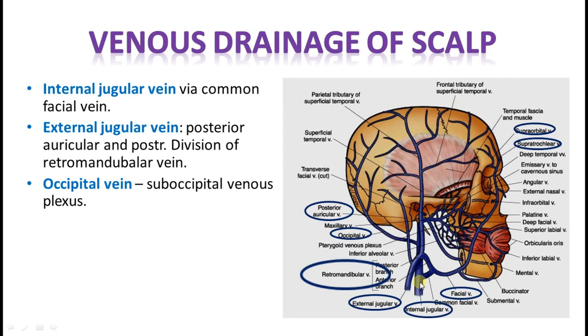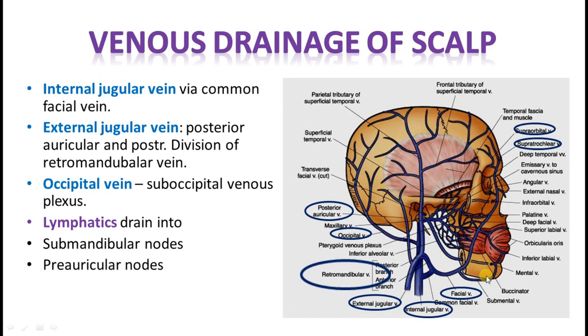Lymphatics mainly drain into the preauricular lymph nodes in front of the auricle. That is what is called the preauricular lymph nodes or parotid lymph nodes. Then the postauricular lymph nodes, the mastoid lymph nodes. Then apart from that, the submandibular lymph nodes also drain the scalp. So preauricular lymph nodes, postauricular or mastoid lymph nodes, then more posteriorly the occipital nodes, and the submandibular nodes also drain part of the scalp.